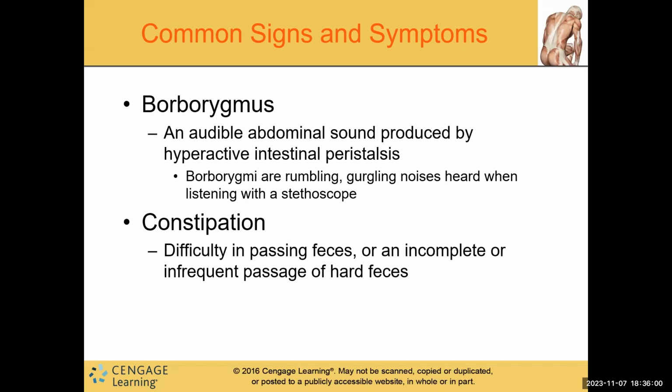Borborygmus is an audible abdominal sound produced by hyperactive gastrointestinal peristalsis. Peristalsis is the involuntary movement of the intestines to allow our food to be pushed down. Even if we're asleep, it does that. So it's a rumbling, gurgling noise. A physician or a practitioner with a stethoscope can listen to that and hear hyperactive peristalsis.